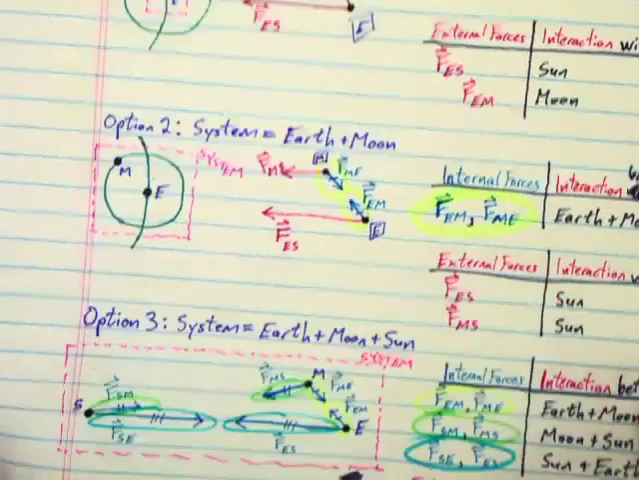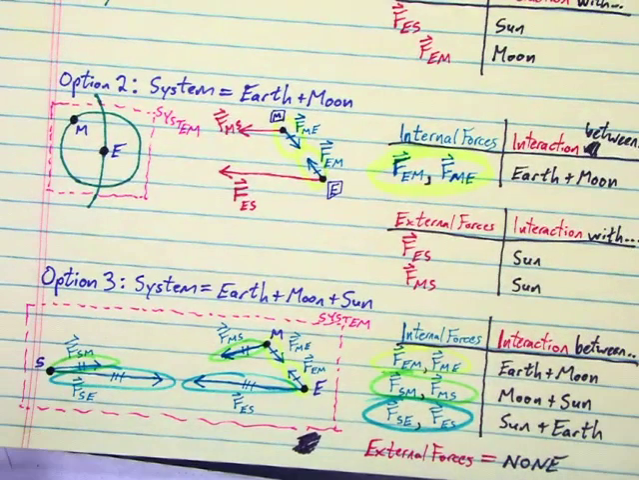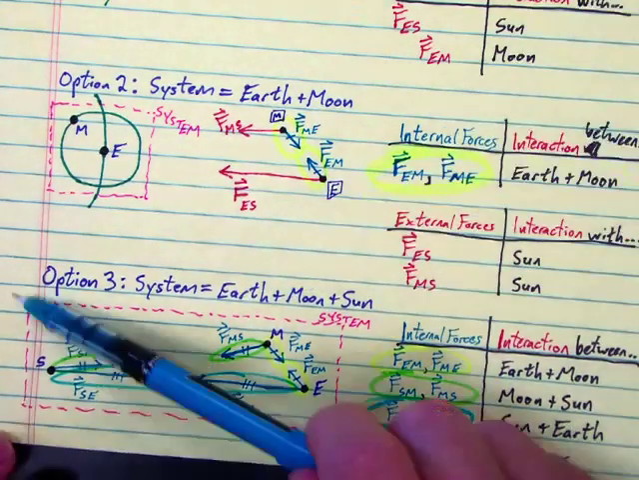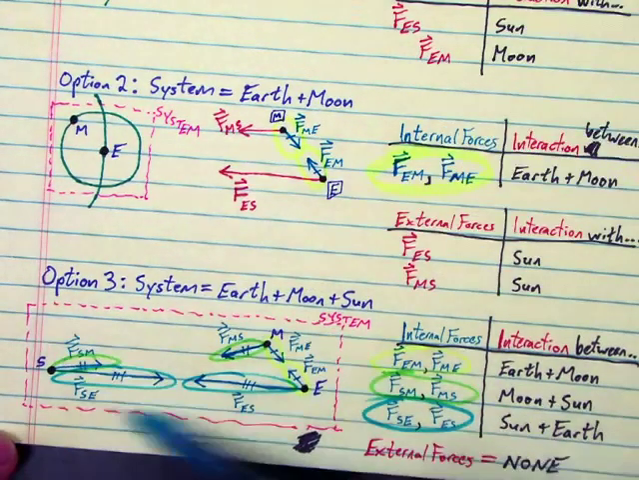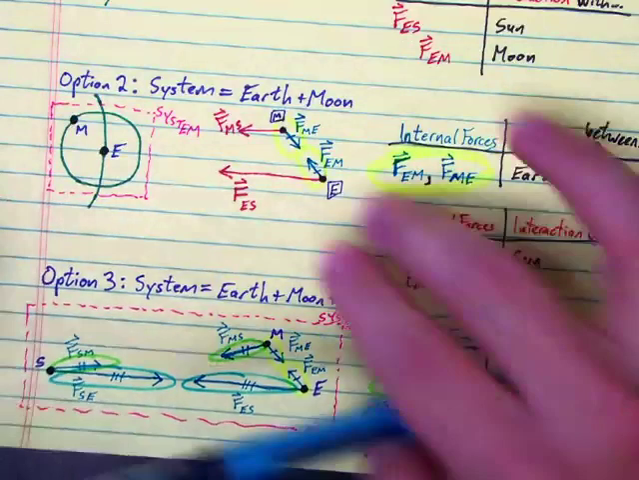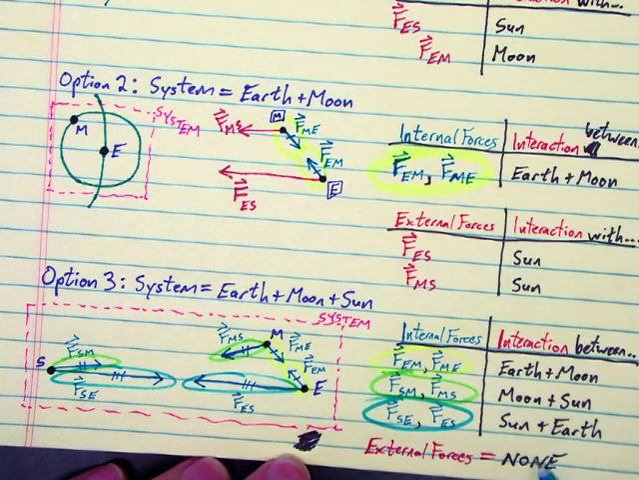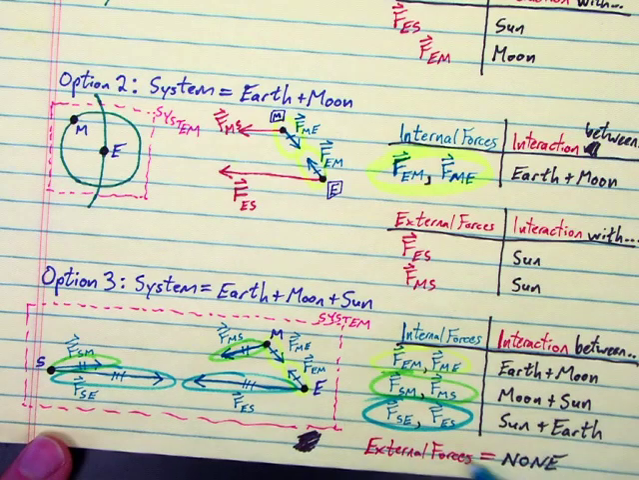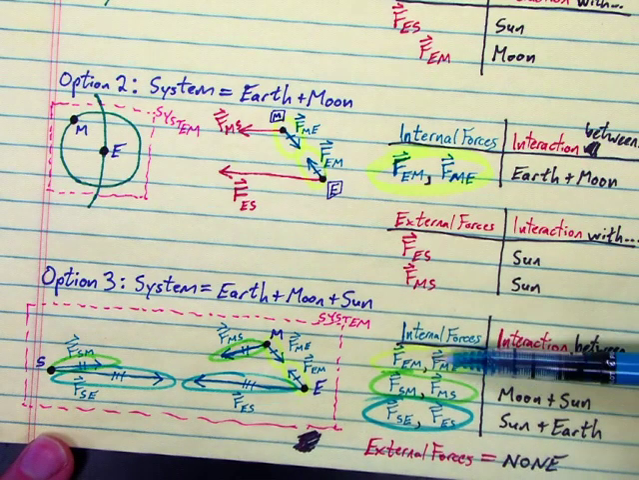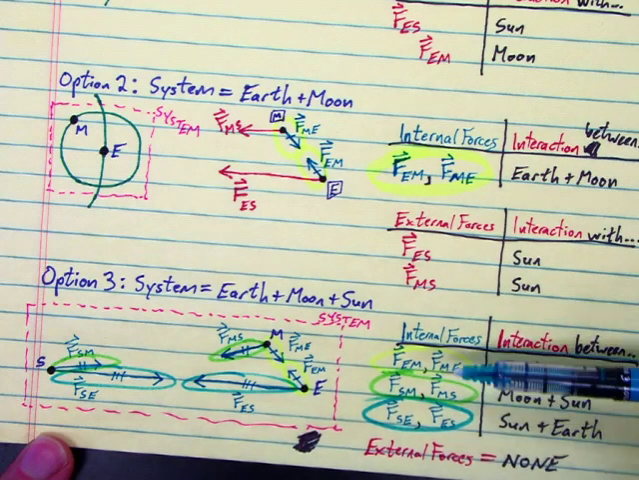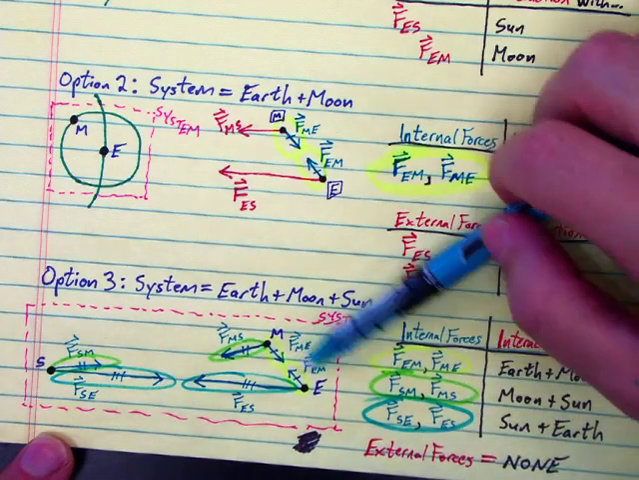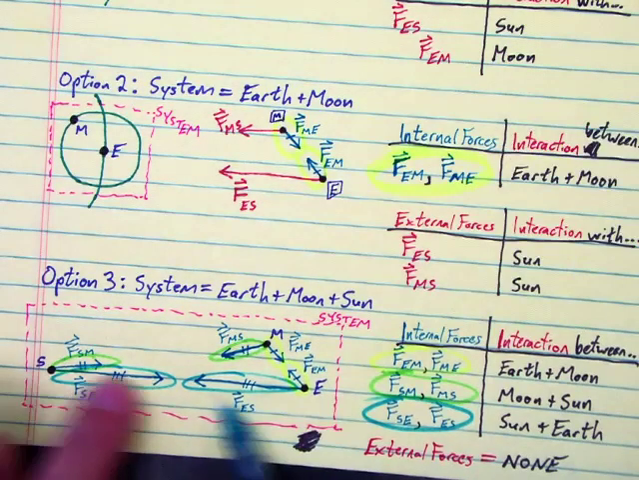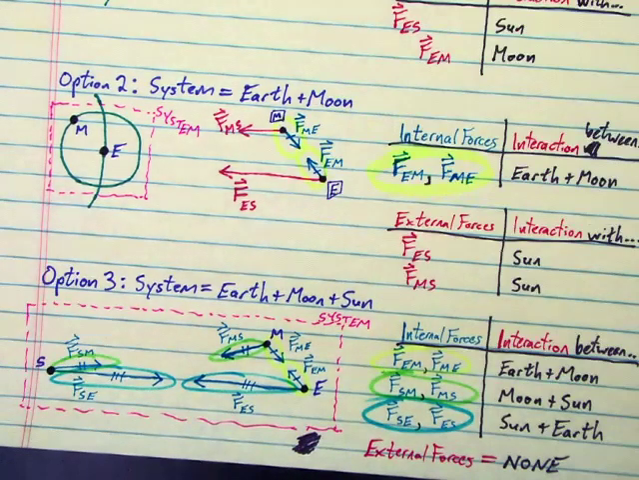Final option would be to include all three objects inside the system, the Earth, the moon, and the sun, a big box around all of them. Now there's nothing outside the system, so there are no external forces, at least if we're ignoring Jupiter and other stars and so forth. If there's nothing outside, no external forces. Instead, we just have three Newton's third law pairs of internal forces: moon and Earth internal forces, Earth and sun internal forces, and sun and moon internal forces.